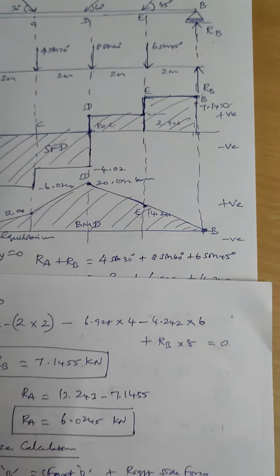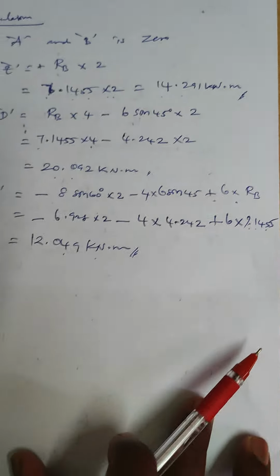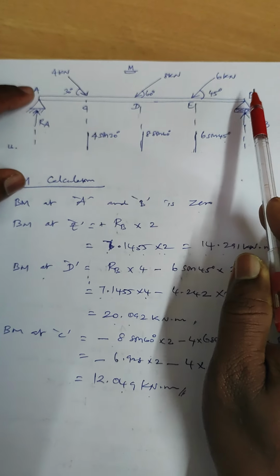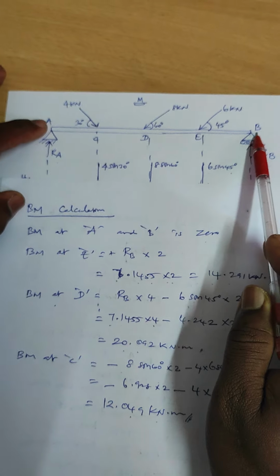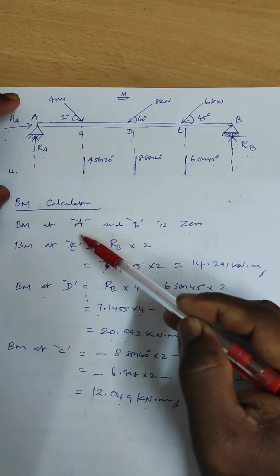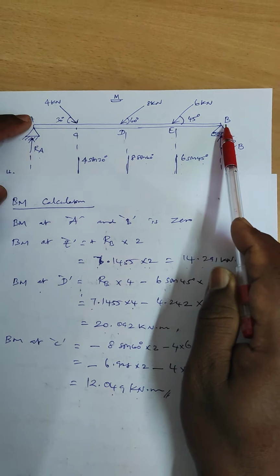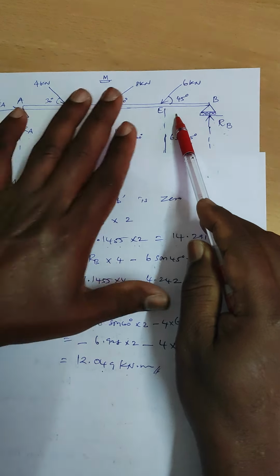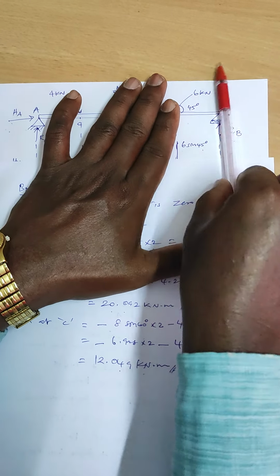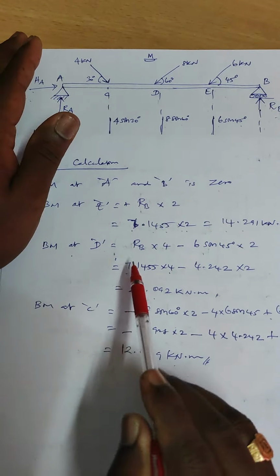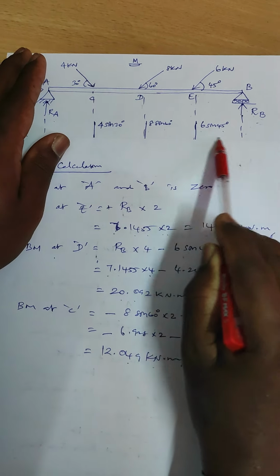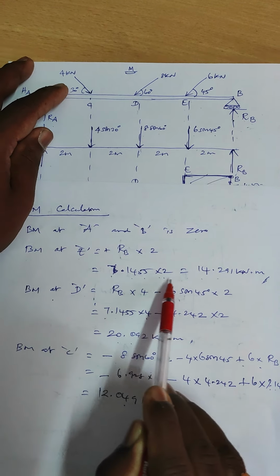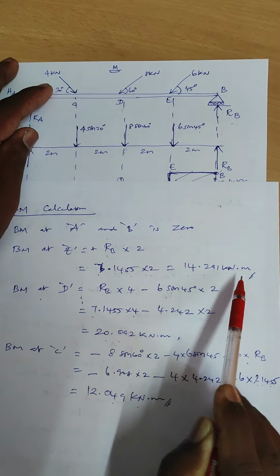Similarly, we want to find out the bending moment values also. In this problem, it is clearly understood that the extreme ends are called A and B. At A and B, the bending moment value is 0. So we don't need to find the bending moment value for point A as well as point B. Bending moment at E, we want to calculate. Here it is acting in the upward direction, so in an anti-clockwise manner, put a positive sign. Reaction at B into perpendicular distance, which is 2 meter. So RB into 2, 7.1455 into 2, is 14.291 kilonewton meter.